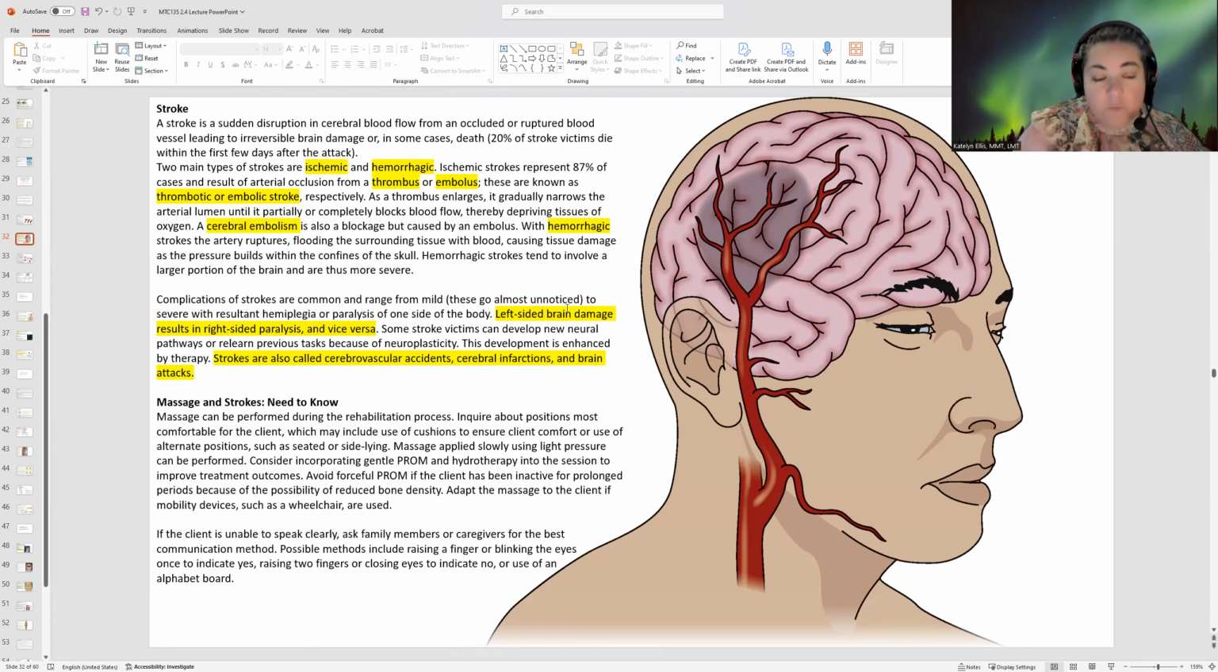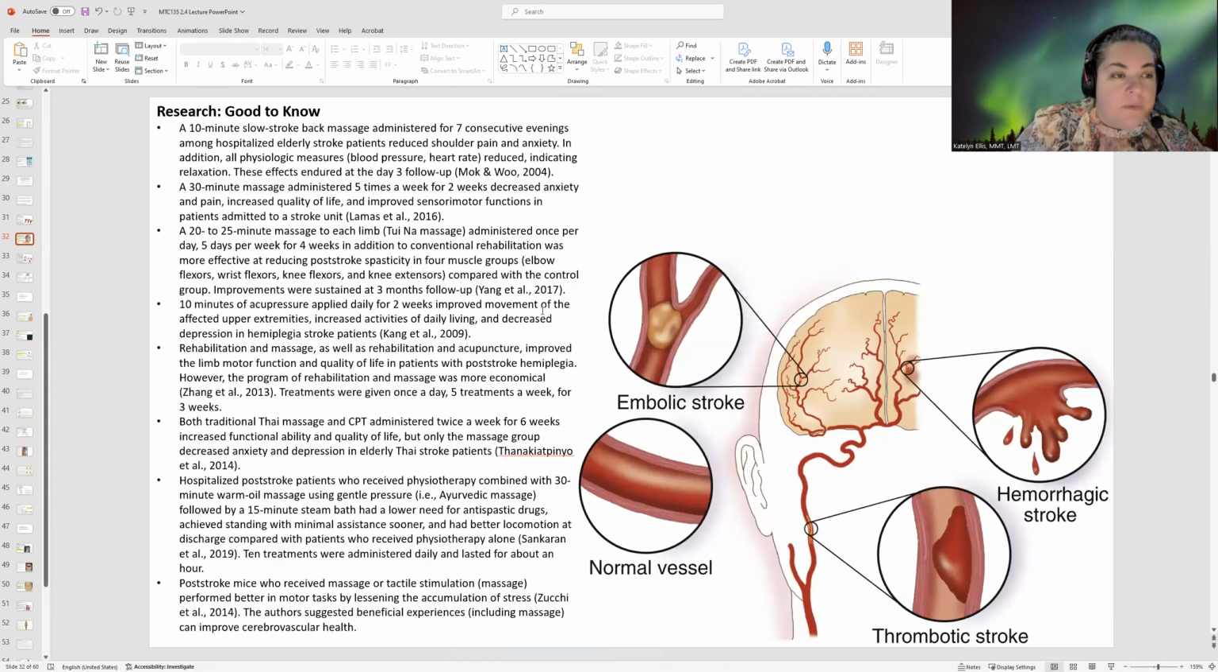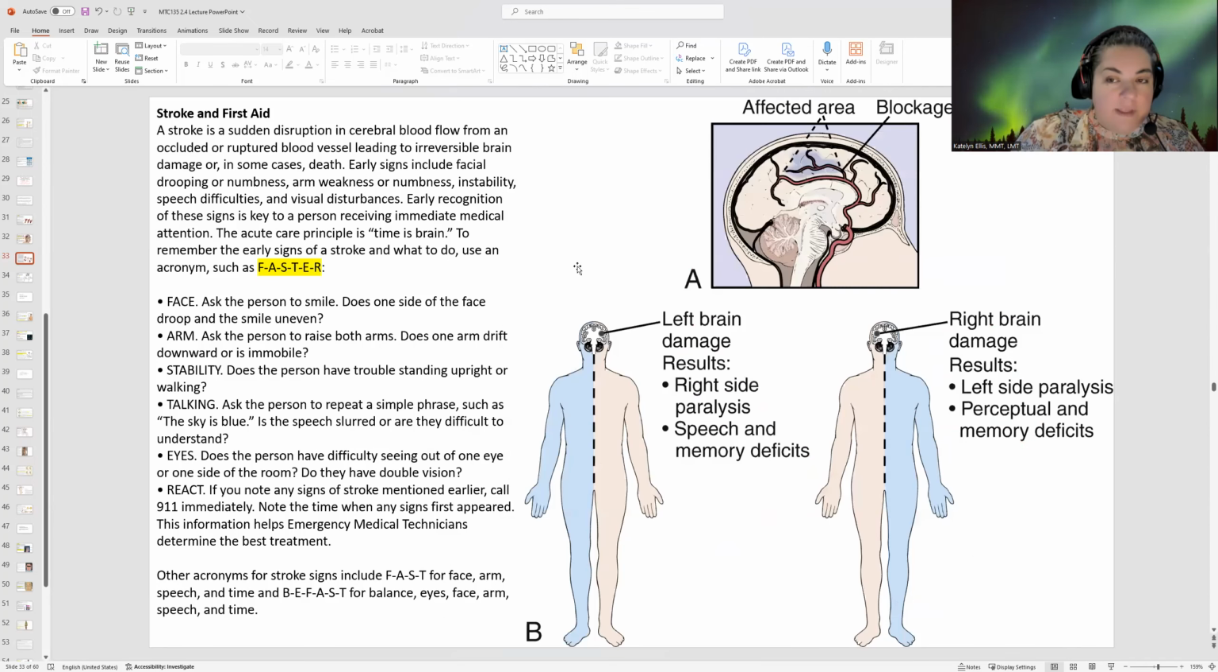But again, no forceful passive range of motion in case they've been inactive for long periods of time, because we're concerned about reduced bone density. Also, stroke victims very often have difficulty communicating with speech after the event, so make sure that you have a clear communication system set up with your client. All right, here is some awesome research for you that is available when you look at the PDF of this lecture.